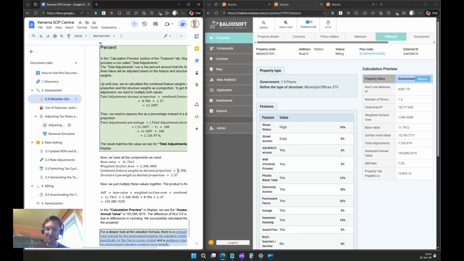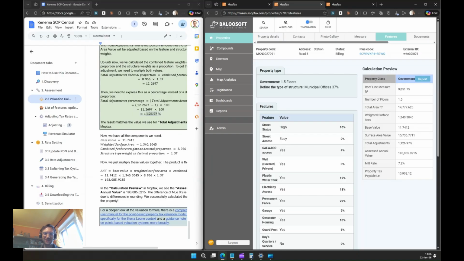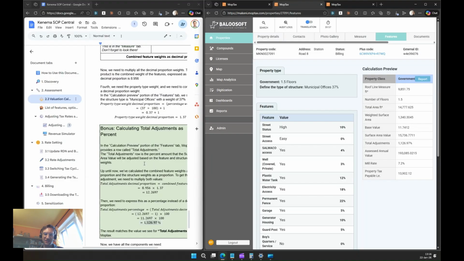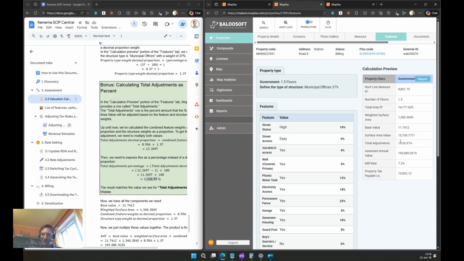The total adjustment as a decimal proportion is 12.2697. If we represent that as a percentage, we get 1,126.97%. Obviously, you can see here that matches what we see in mob tax. And so that means that we have successfully put together all of the components that we need. We know how to find them in mob tax. We know where to find the base value. We know how to find the weighted surface area.